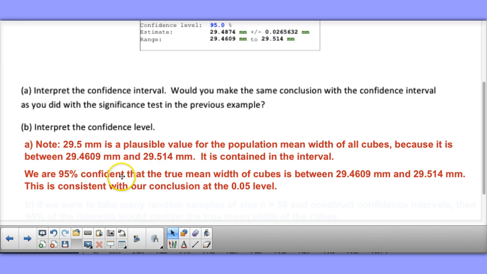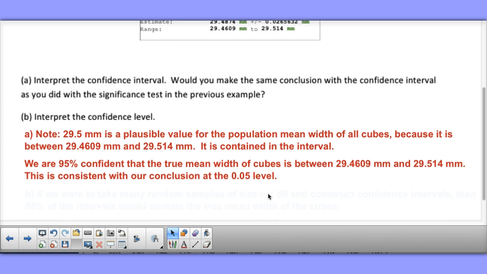And then actually interpreting the interval, we are 95% confident that the true mean width of cubes is between 29.4609 millimeters and 29.514 millimeters. And this 95% confidence interval is consistent with our alpha value of 0.05. We failed to reject the null. We thought that 29.5 millimeters is a plausible value according to our hypothesis test, and that's consistent with our confidence interval. 29.5 is within this range of plausible values.